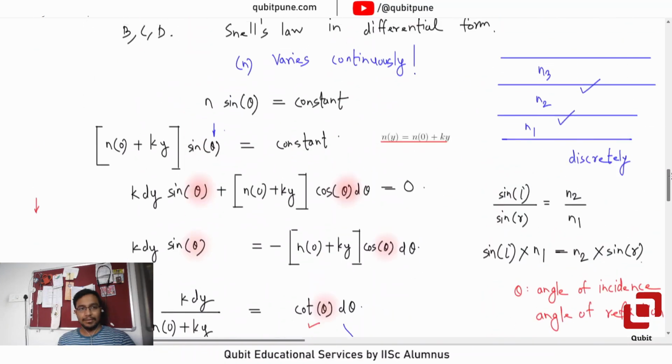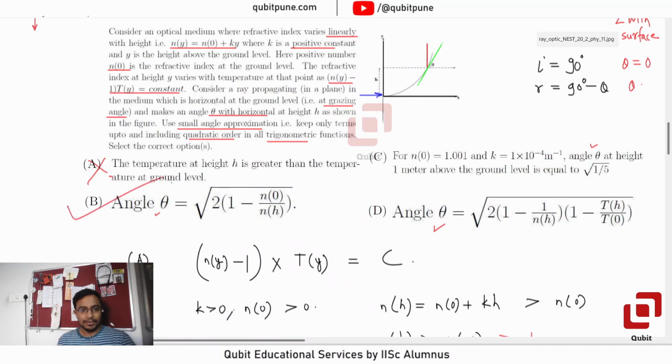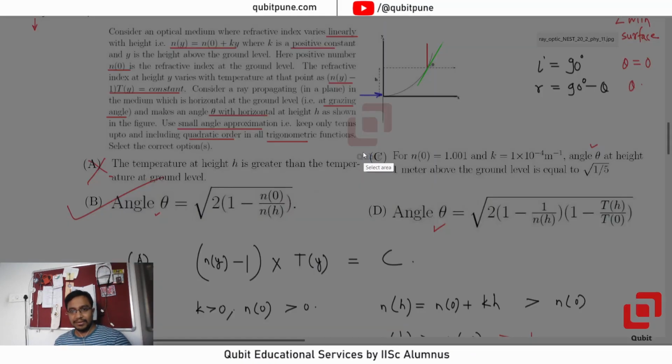Did you get it now? Yes. Now let us go to option C. Let's do it on calculator now. Let's go to option C.